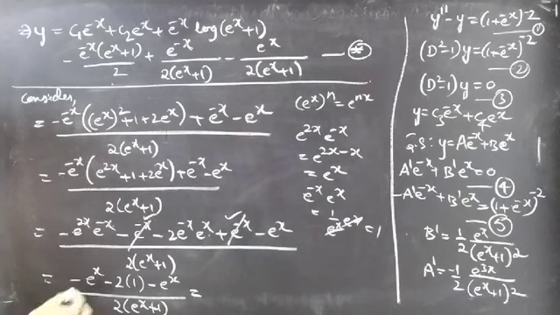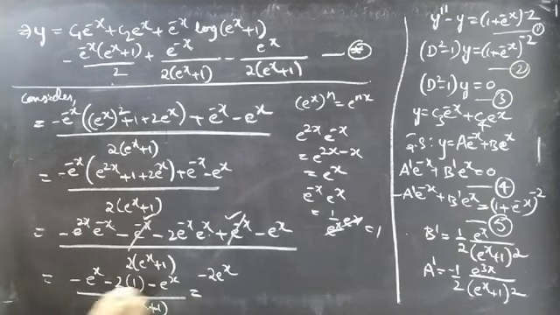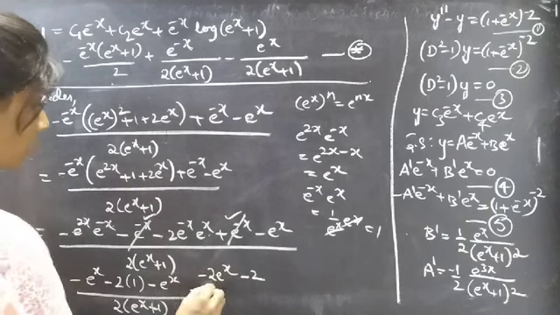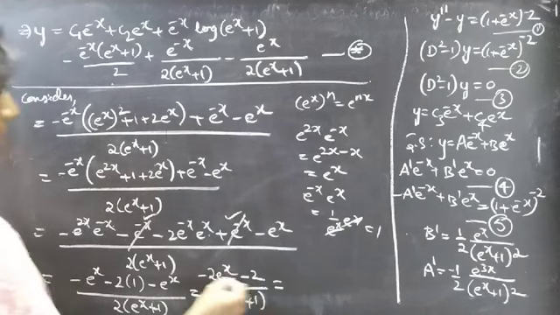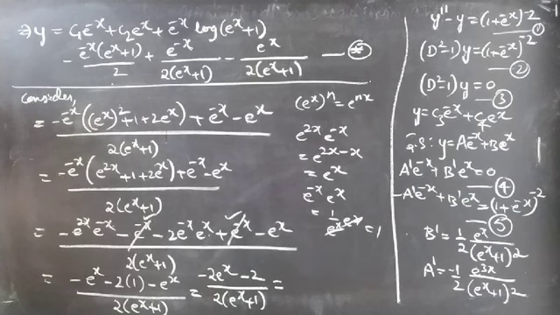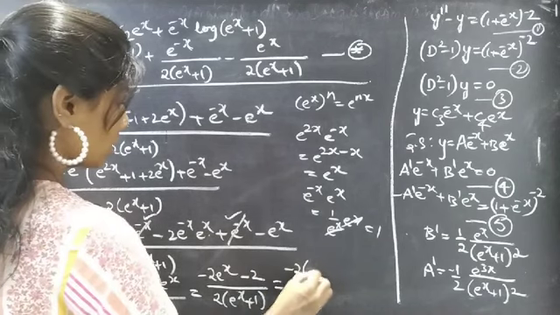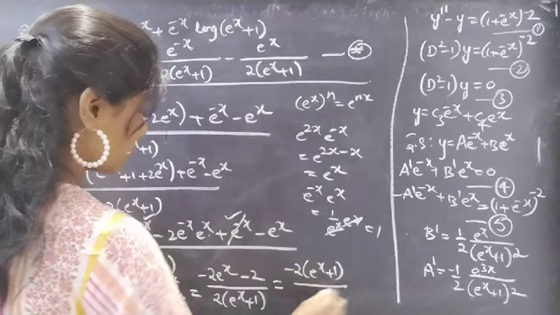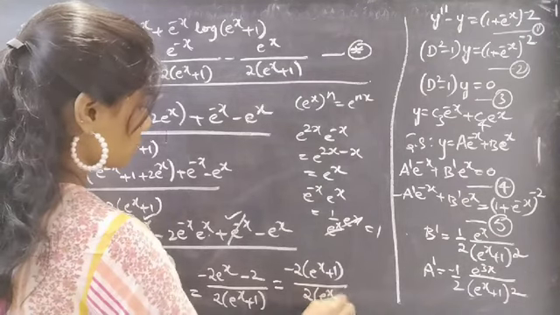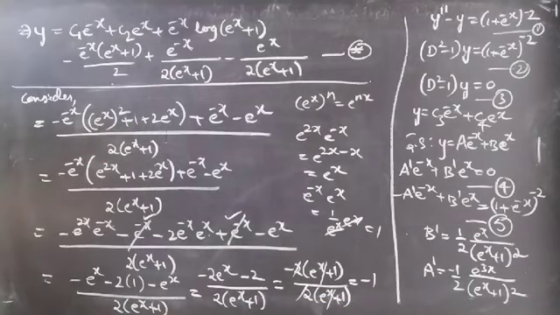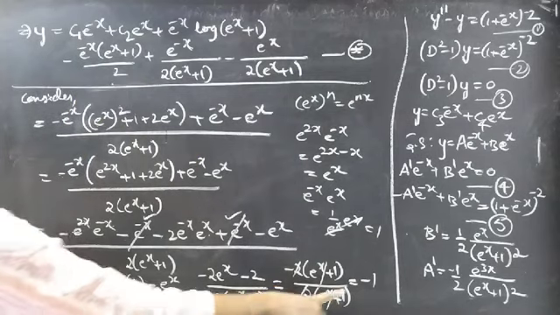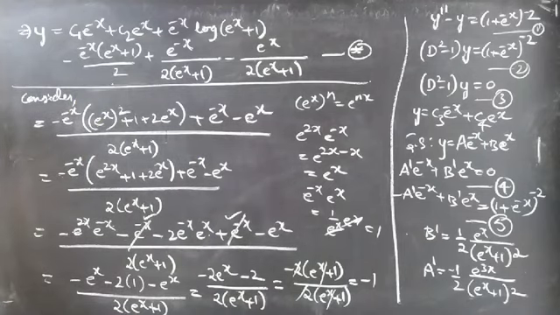This gives us -e^x is -2e^x - 2 into 1 is 2, by 2 times (e^x + 1). Now take -2 common from the numerator, then you'll get -2 times (e^x + 1), right? By 2 times (e^x + 1). So here 2, 2 and (e^x + 1) get cancelled, you'll get -1. So we can just replace the 3 terms with -1, right? Let's see.